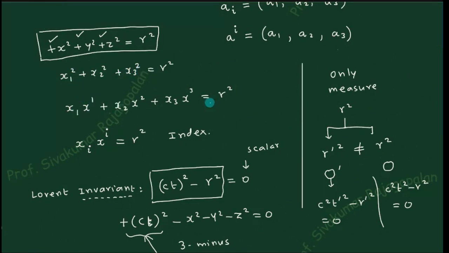Like that you write. So that is compactly written as xi, where i runs from 1, 2, 3. So once you write like this, this is actually the summation of xi square. So this i itself will disappear. You don't require them after finishing the summation. Okay, you don't require any more.